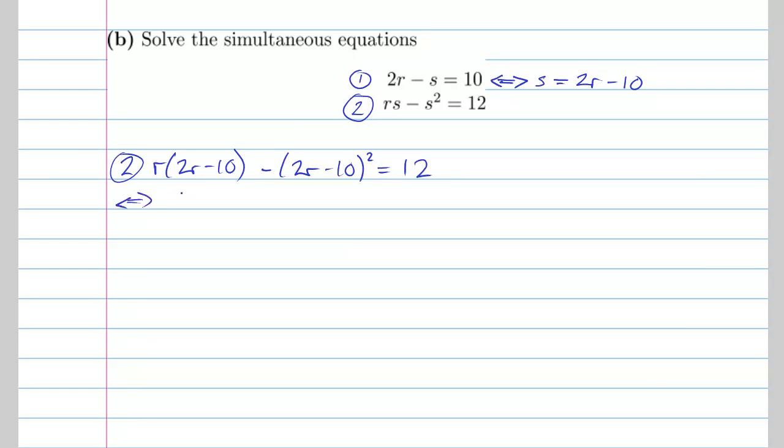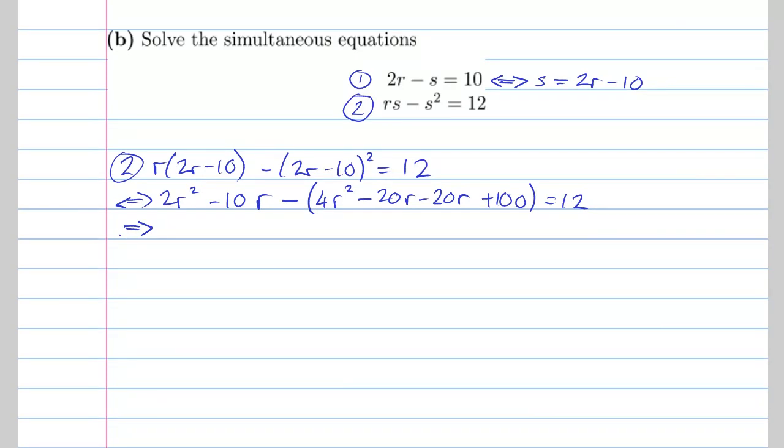So just simplify this as much as possible. Distribute these brackets. So r times 2r is going to be 2r squared. r times minus 10 is minus 10r. And we're going to subtract the content of this bracket. So when you square this bracket, you're going to get 4r squared minus 20r minus another 20r, and plus 100 is equal to 12.